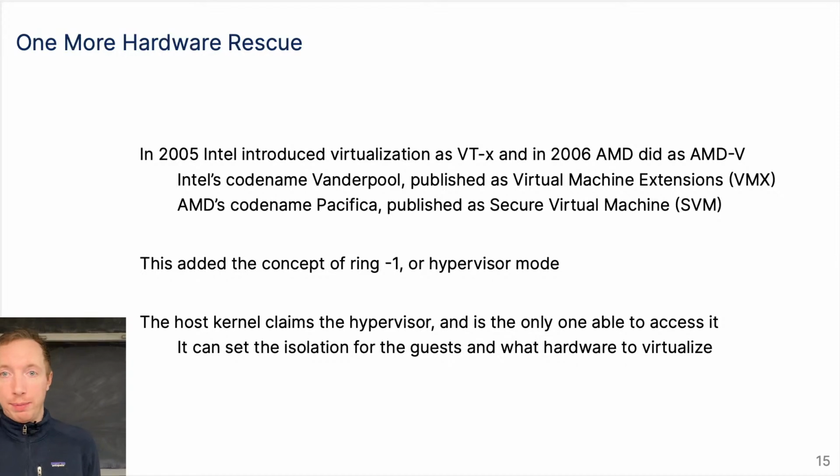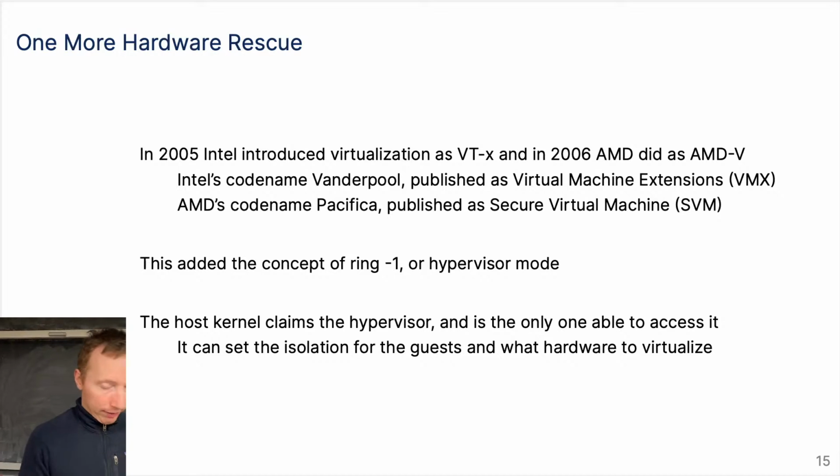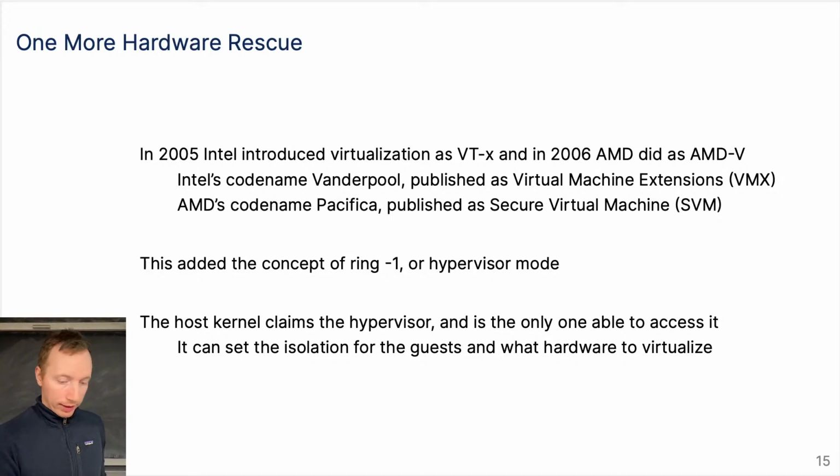So what happens if you enable this? Whenever you boot your operating system of choice, it's going to claim the hypervisor mode and also act as a hypervisor. So if you boot into Windows, it will know that, hey, this mode's enabled, I can grab it and actually be a hypervisor. And that way, if anyone runs a virtual machine, I can provide hardware support for it, so it'll be nice and fast. And same with Linux. Linux can do the exact same thing. So that way it can set isolation for the guests and what hardware it wants to virtualize.